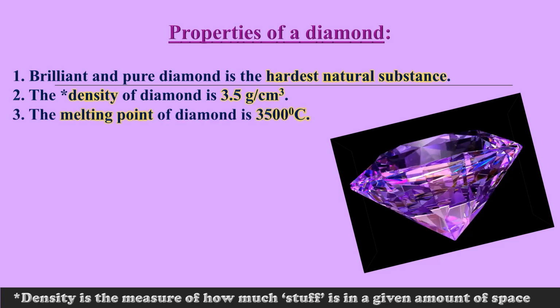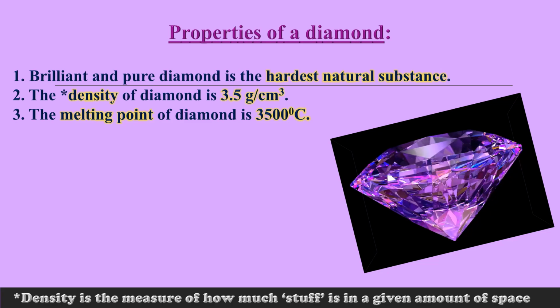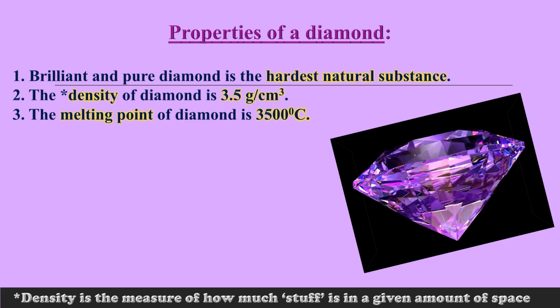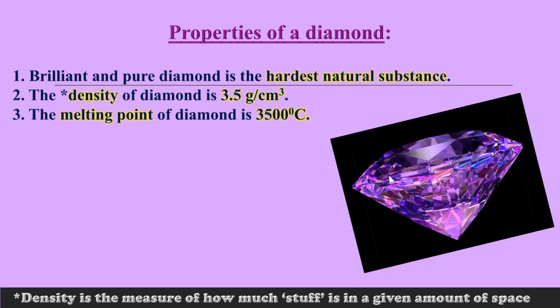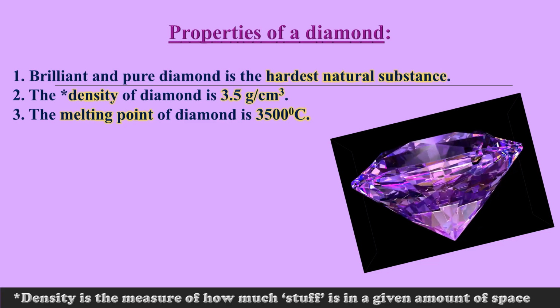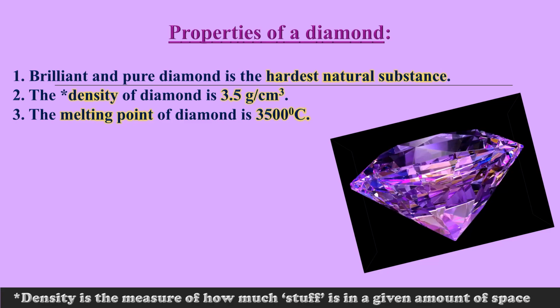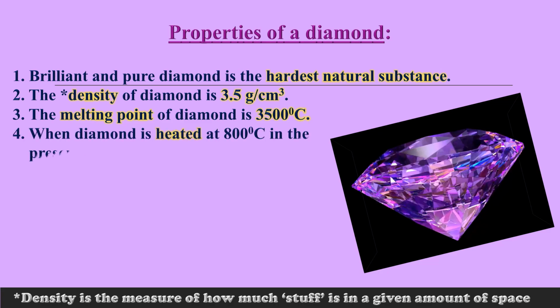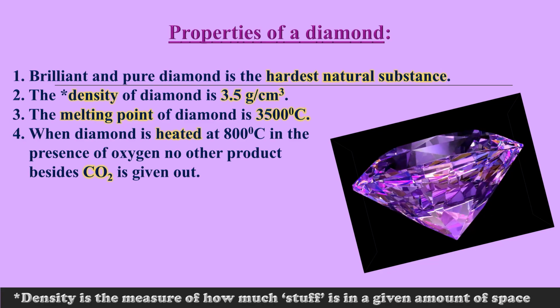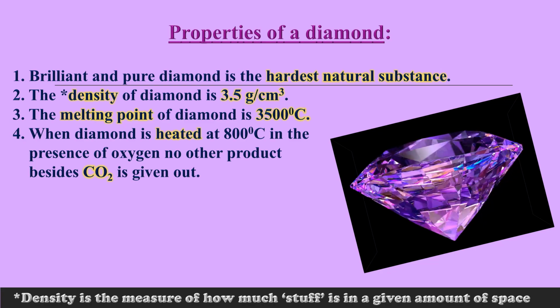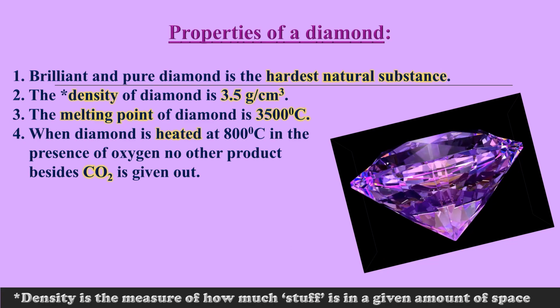The melting point of diamond is 3500 degrees Celsius. Very, very high melting point. As we see, crystalline substances have high melting points. When a diamond is heated at 800 degrees Celsius in the presence of oxygen, no other product besides carbon dioxide is given out.